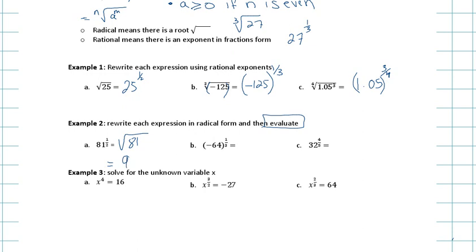So how would I write the next one? The cube root of negative 64. Where would I put the negative? Right inside here. And that's going to be what? Negative 4. Negative 4.